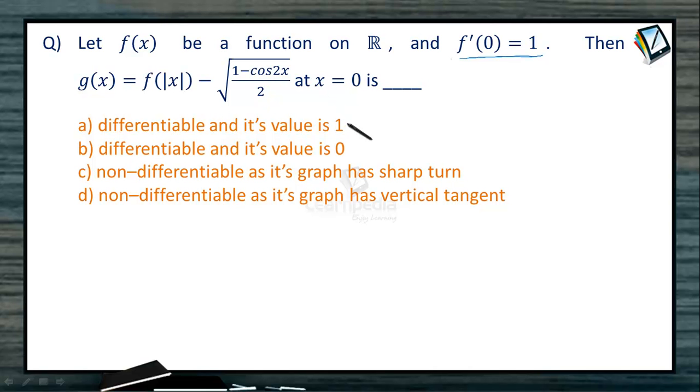If it is differentiable, whether the value is 1 or 0. If it is not differentiable, then we need the reason for the non-differentiability. Is it having a sharp turn or is it having a vertical tangent? So first let us check the differentiability of g of x.